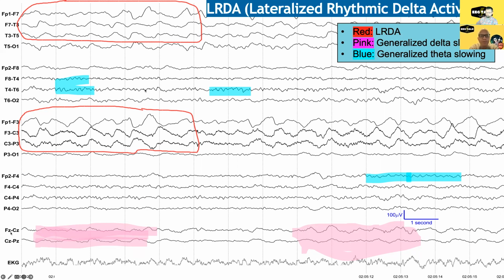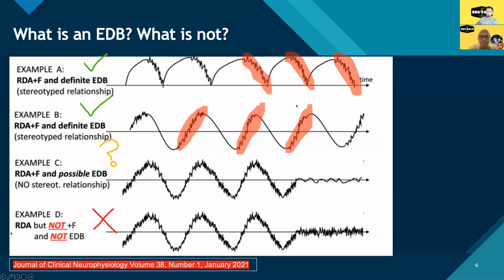And of course, all the other things we've talked about before are going on in the background. We would probably say the delta slowing is generalized, although it's very asymmetric. We would say that there's theta slowing also, and so on. But we'll ignore those things for now, even though they're there.